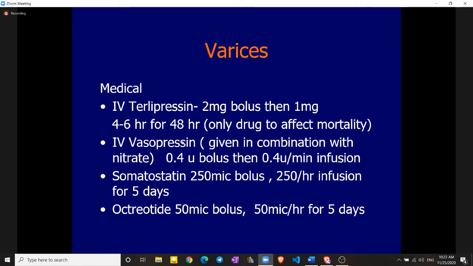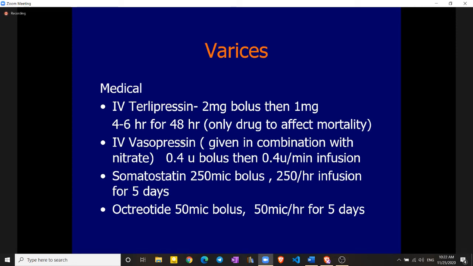Medical therapy first. IV terlipressin. You don't need to know the doses, but just the drug and how it's given, right? IV terlipressin, 2 milligram bolus, then 1 milligram every 6 hours for 48 hours. It is not the only drug. Again, you have to remember this point. Terlipressin was the first drug to affect mortality. Somatostatin and octreotide also have a mortality benefit. Remember that.